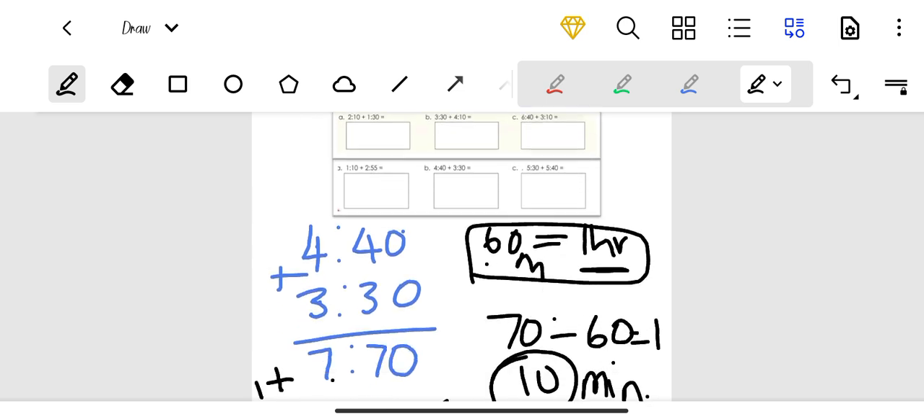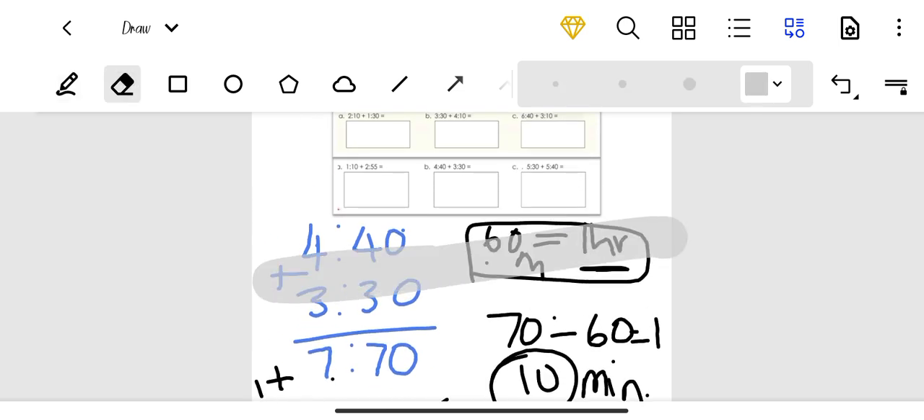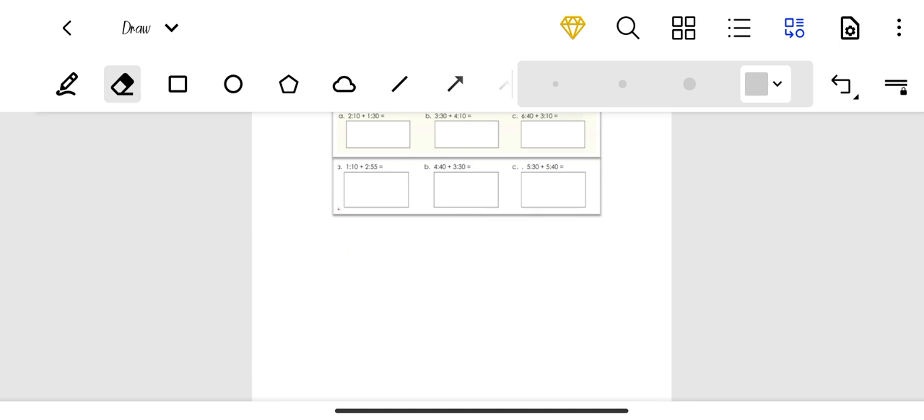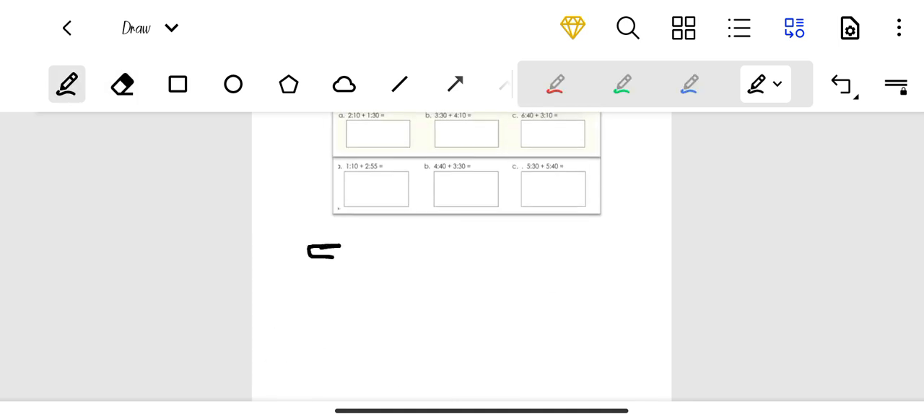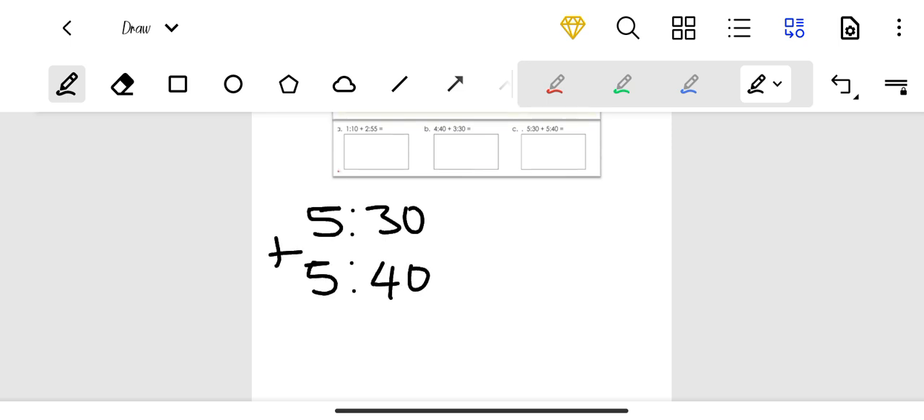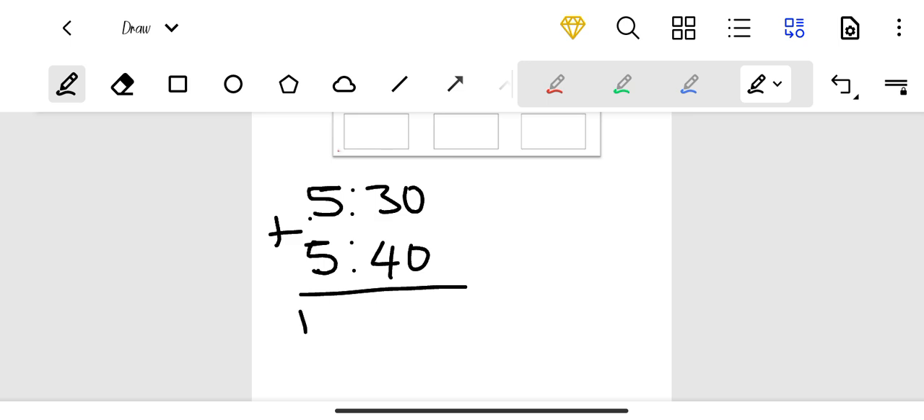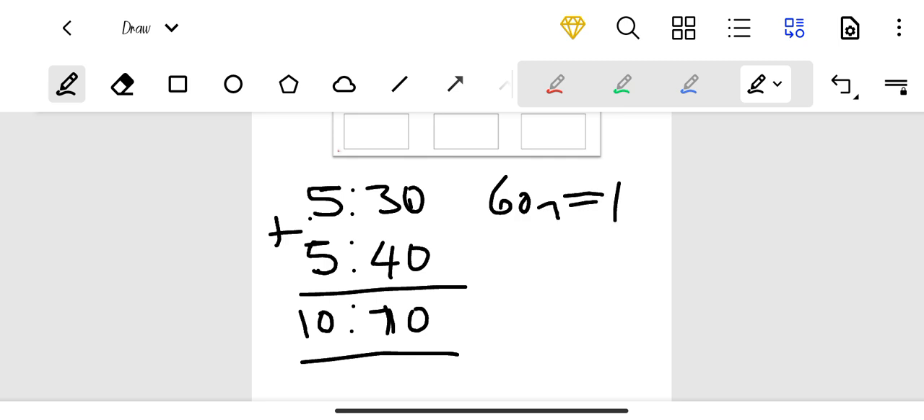Jumping to the next, we have 5:30. Okay, let me remove this. So we have 5:30 plus 5:40. What do we do? 5 plus 5 is going to be 10. 40 plus 30 is going to be 70. Yeah, 70. Remember, 60 minutes is equal to 1 hour.